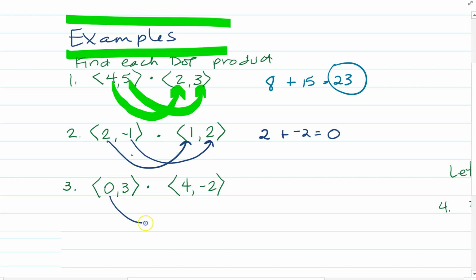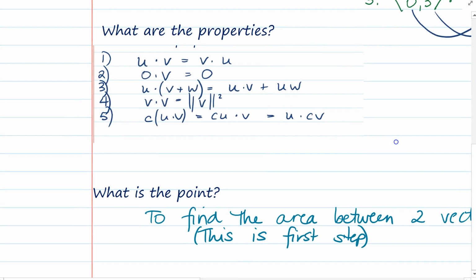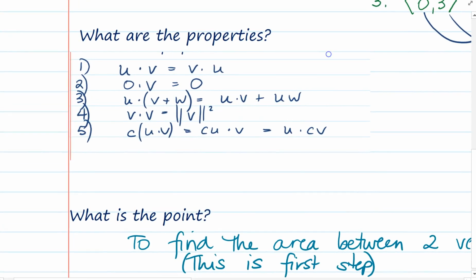Okay, how about this one? 0 times 4 is 0, plus 3 times -2 is -6. And now I'm getting a negative number. Is that okay? Yes, it is. It's fine. But please remember, when you do this dot product, you don't get another vector. You just get a value, period. All right. Or instead of period, should I say dot? Get it? Haha.